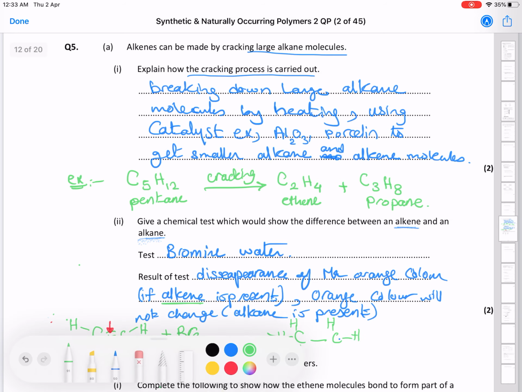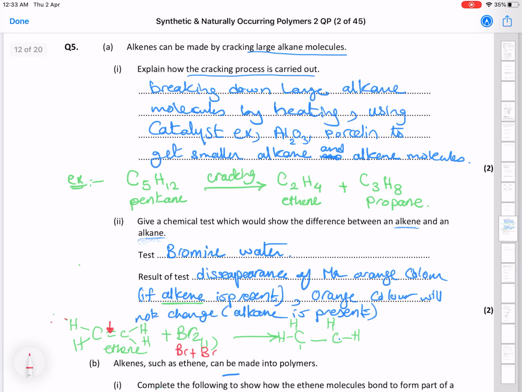What will happen, as we said, the bromine will be added to the broken pi bond. So one bromine here and one bromine there. So that will leave me having no more bromine water. That's why the color of the bromine water, which is orange-brown, will disappear, because I don't have this bromine anymore because it's already added to the ethene.